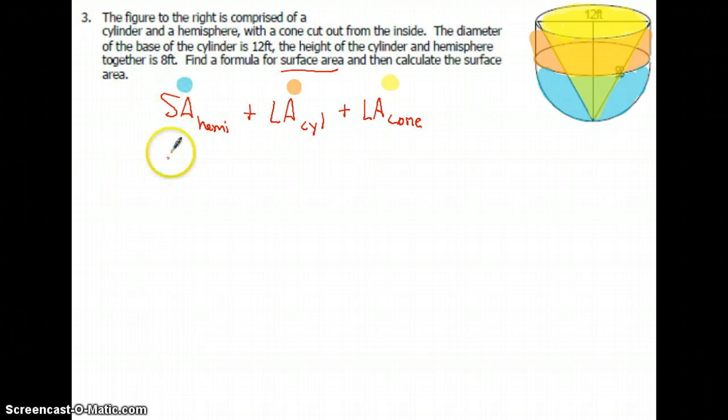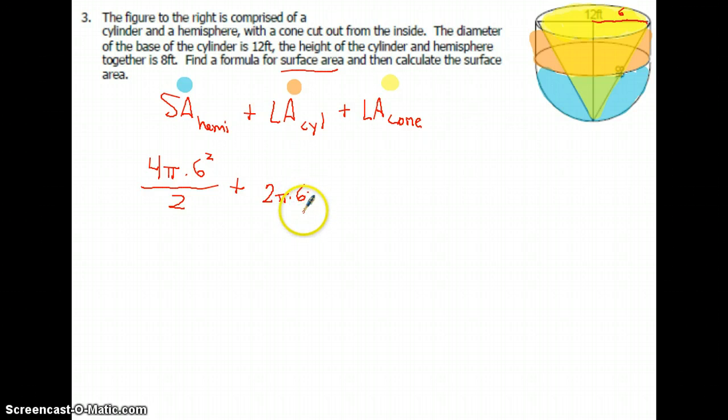All right, so the surface area of the hemisphere is 4 pi r squared. Ooh, do I know the radius of that thing? Yep, it's 6. If the top diameter is 12, then this radius would be 6. And that is also the radius down here of the hemisphere. Plus lateral area of the cylinder, which is perimeter, 2 pi r. I know the radius is still 6, times the height of the cylinder.